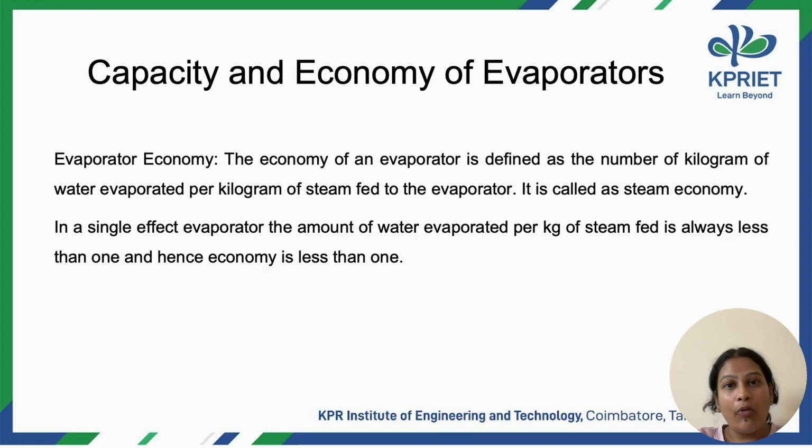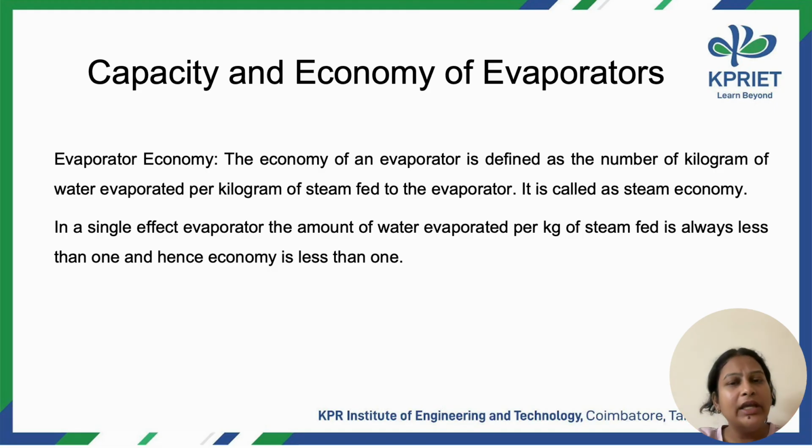As we discussed before, economy is about the steam that is being fed. The heat source for the evaporator is actually the steam. So what is the amount of steam I am feeding into the evaporator, and for that, what is my output? The output is the solvent that is being evaporated. For that, how much water is being evaporated? So kilograms of water evaporated per kilogram of steam fed is normally called the economy of an evaporator. It should be noted that for a single effect evaporator, the economy is always less than 1.